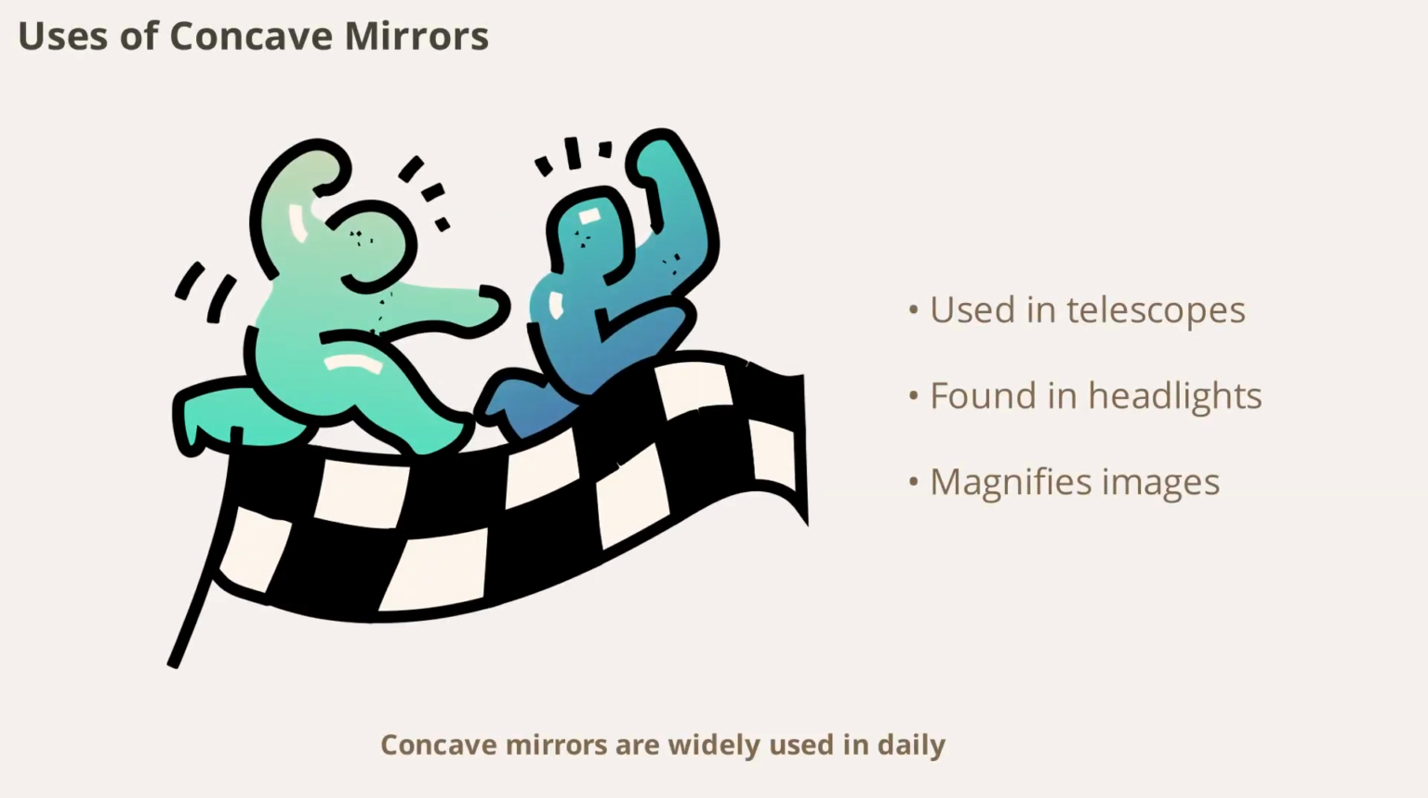Concave mirrors are widely used in daily life due to their ability to focus light. They are found in telescopes, shaving mirrors, and headlights, where they produce magnified or focused images. Their unique shape allows them to collect and direct light efficiently, making them essential in scientific and practical applications. Understanding their uses helps us appreciate the role of optics in technology.